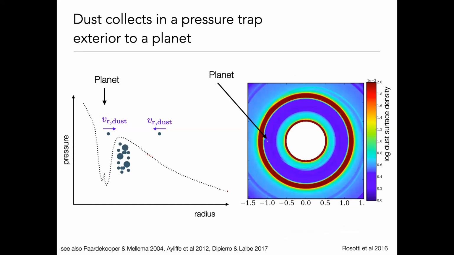This is one example of a simulation by Giovanni Rizzuto, where he was looking at planets in disks and just looking at the interaction between the gas and the dust. And what he sees here, this dark red ring, is illustrating the dust surface mass density in the disk. So we know that when you have a planet in the disk, and when it can create a pressure maximum, you can actually get a ring of dust.